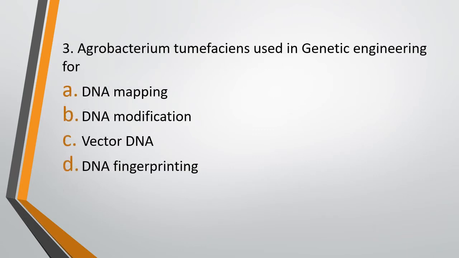Question 3. Agrobacterium tumefaciens used in genetic engineering for option A, DNA mapping, option B, DNA modification, option C, as a vector DNA, or option D, DNA fingerprinting. The correct answer is option C, vector DNA.